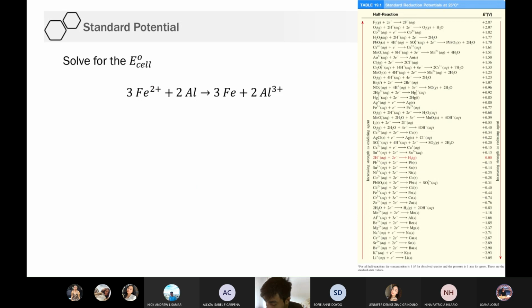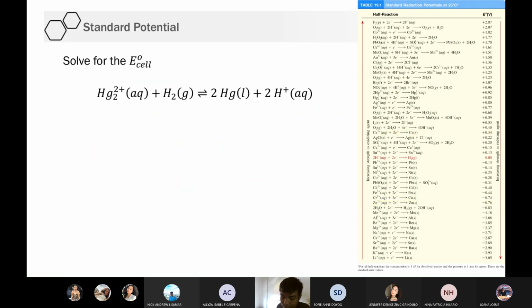Practice pa tayo. About this one, we have mercurous ion and hydrogen gas, mercury and H+. By inspection, the oxidation number of H is 0, positive 1 dito. So ibig sabihin, this is the anode. Ito yung oxidation. So ibig sabihin, ito yung reduction. Ito yung cathode natin.